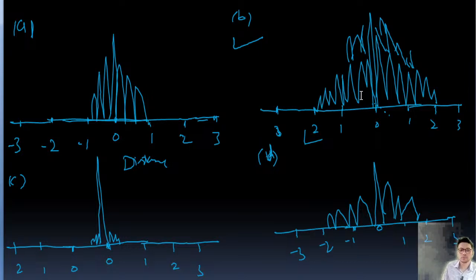If you reduce the width of the slit, then the width of the central envelope will increase, and this will be dense as well. So this is the correct option, B. I hope you have understood it. Next question we are going to solve.